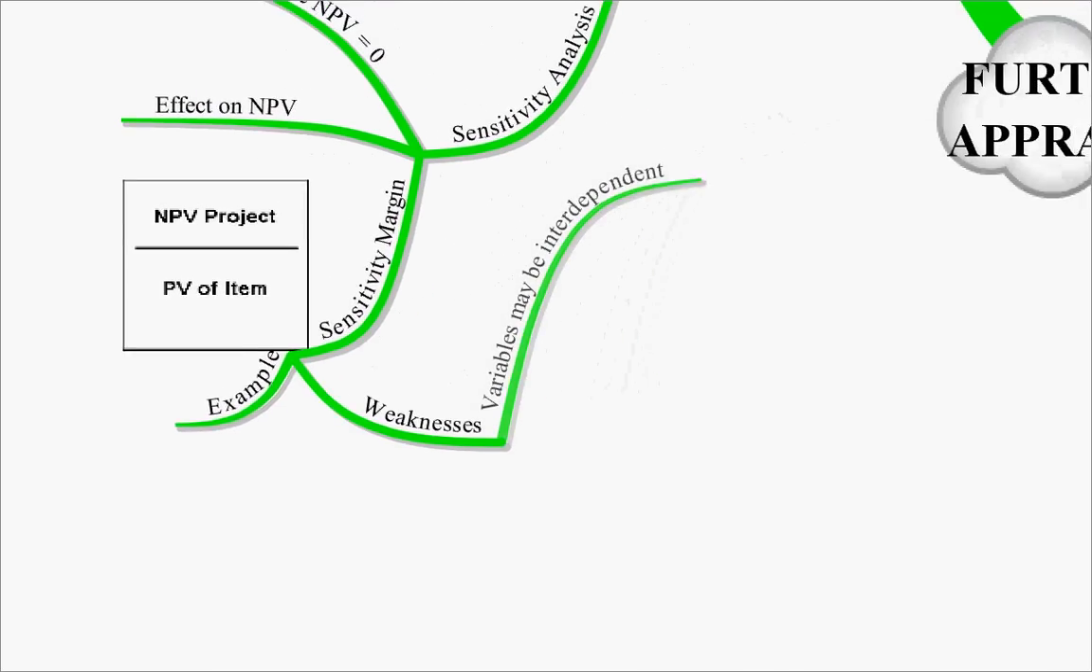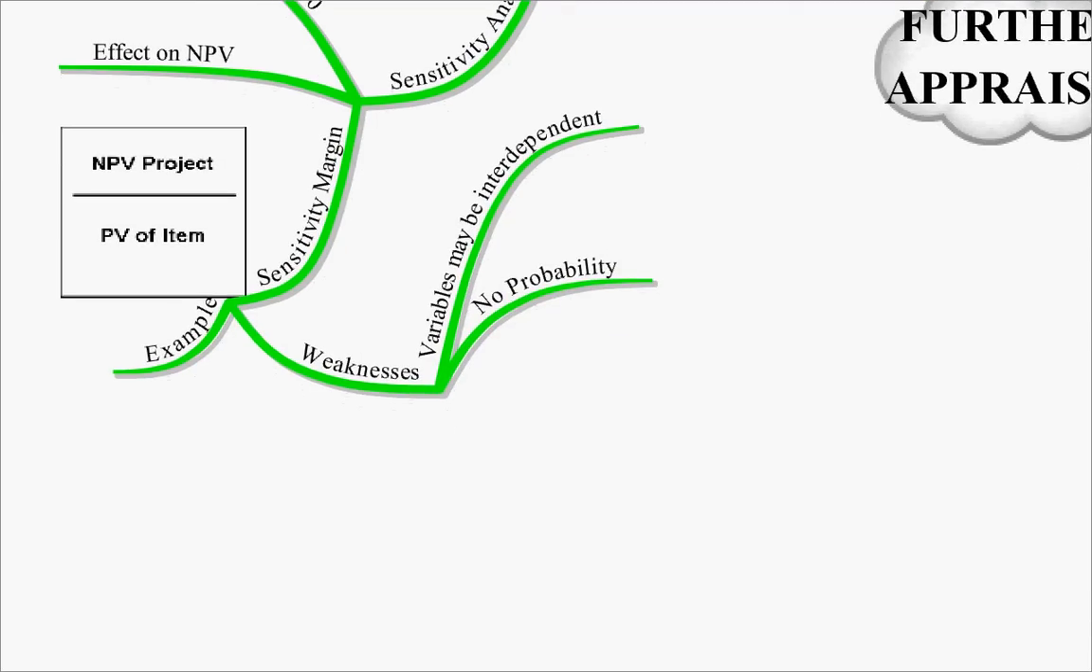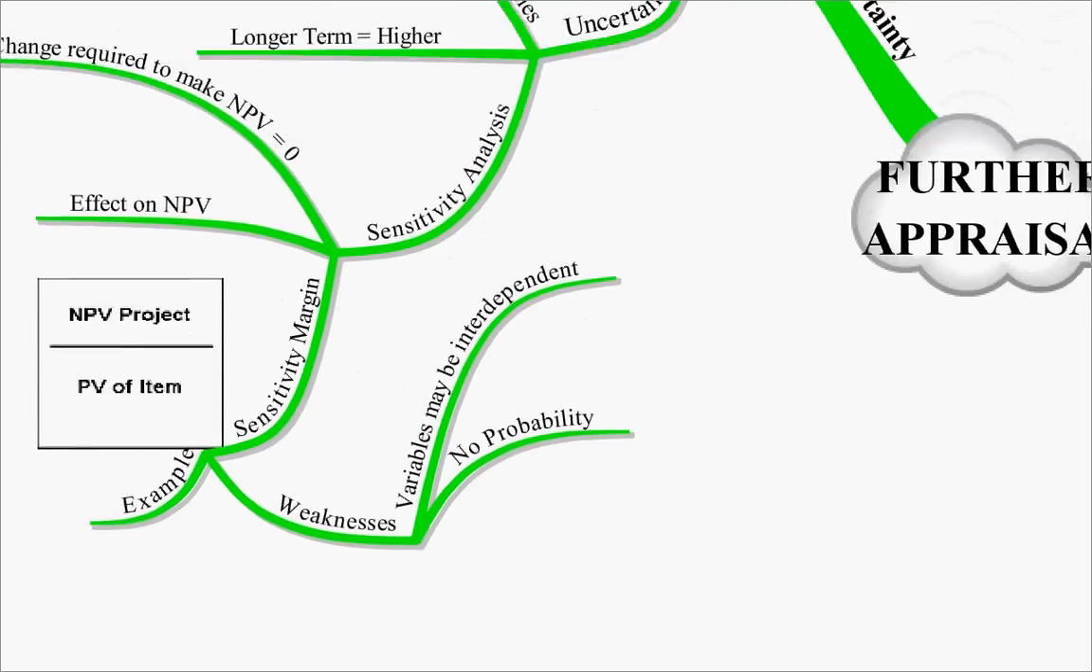The weaknesses of doing this: the variables may be interdependent, whereas when we're doing those calculations we're assuming they're independent. And we don't know the probability, so we're really only just working out what would happen if this does occur. We're not saying it's likely to occur or not likely.